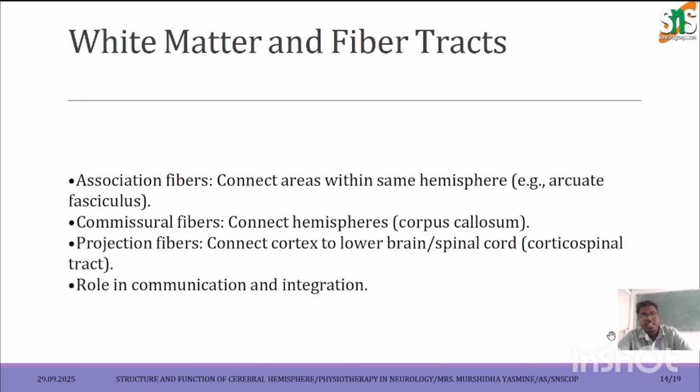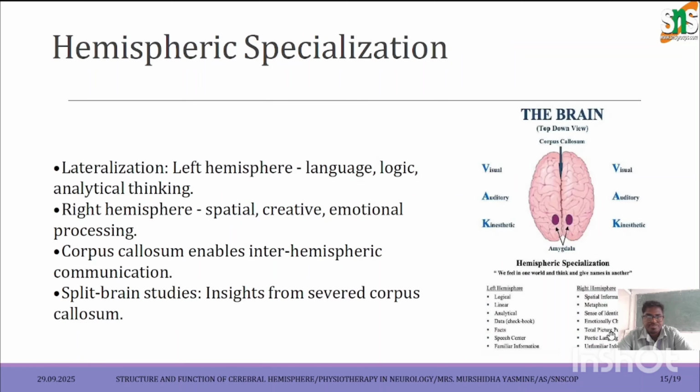The final fibers of the brain are known as the projection fibers. These projection fibers mainly connect the cerebral cortex to the lower brain and the spinal cord. These projection fibers are nothing but the corticospinal tract. The fiber tracts play major roles in communication and integration.